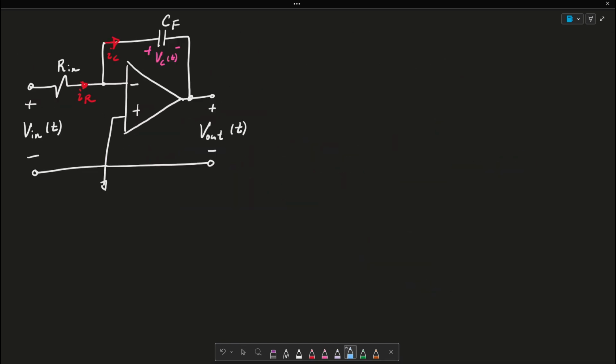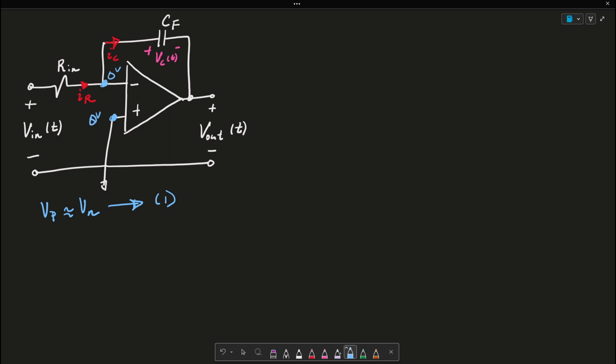Okay, in order to solve this, we need to notice a couple of things about an ideal op-amp in this situation. In an ideal op-amp, VP is approximately VN, or the voltage at this node is equated to the voltage at this node. So if this is 0 volts because it's connected to ground, this is also 0 volts. All right, so let me say this is my first equation.